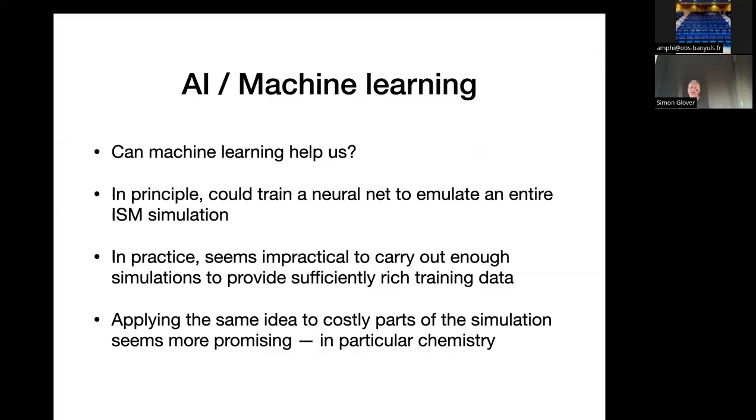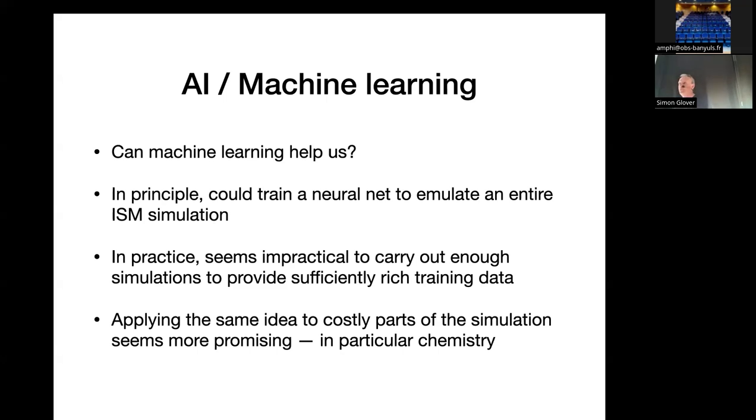Last slide before the summary, just because I had to get some machine learning in here somewhere. So can artificial intelligence help us? In principle, you could imagine training a neural net to emulate an entire ISM simulation. In principle, there's no fundamental reason why you can't do this. In practice, it's not going to be practical to do this because it's so costly to run the simulation, you cannot run it enough times to generate a suitable training set. So just trying to emulate your entire simulation with AI, I think in the near term is not realistic.